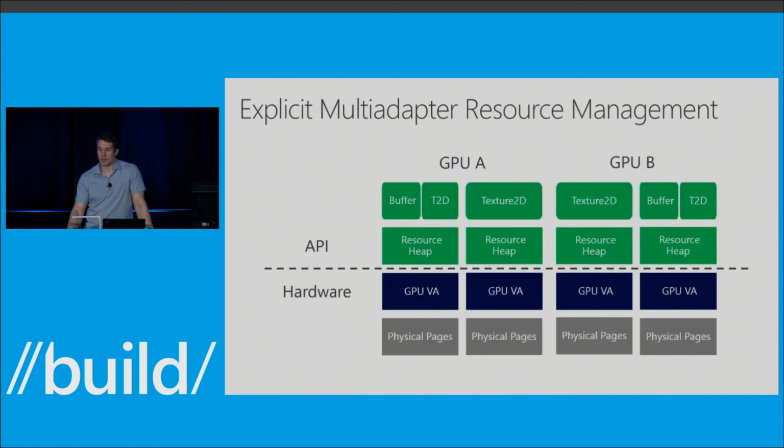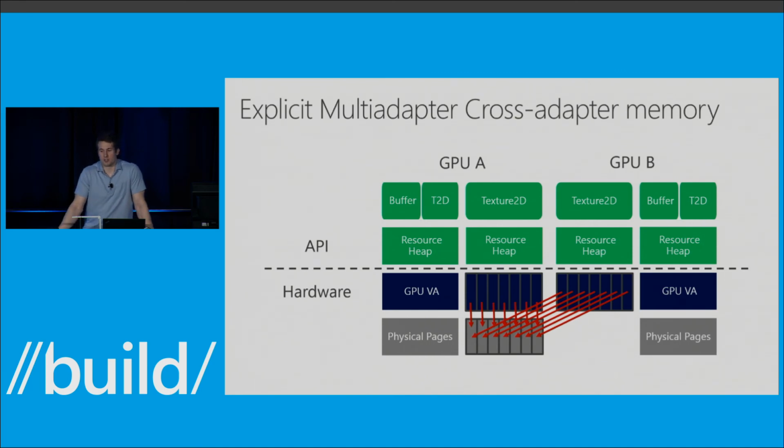So at a high level, we have explicit multi-adapter resource management. You can create and manage resources on two GPUs simultaneously on multiple threads. What we've added, if you imagine GPU A is integrated and GPU B is discrete, is that the discrete GPU can say, take a view of a resource that's allocated on the integrated GPU. And so what you see there is GPU virtual addresses from both GPUs mapping to the same pages that are in system memory local to the integrated GPU, GPU A.